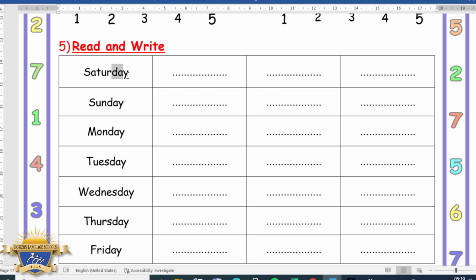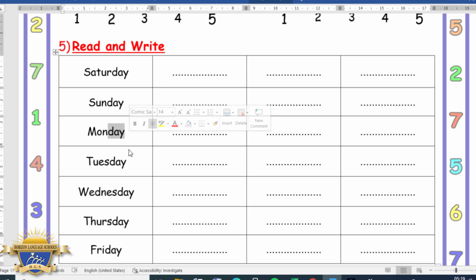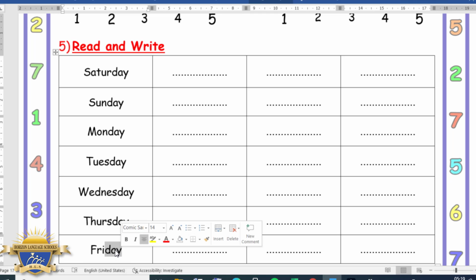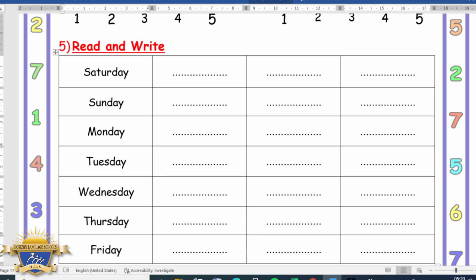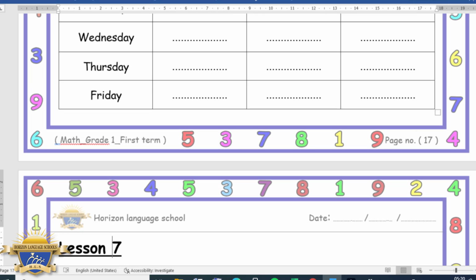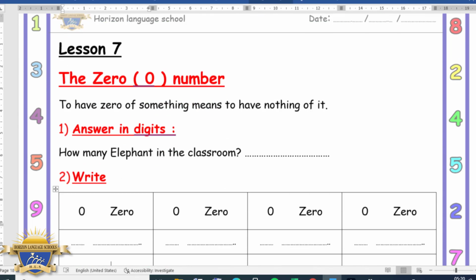We notice that every day of the week ends with the same three letters, which is day. This will make it easy for us to memorize the days of the week. Let's see. This was the last question in lesson 6. Let's begin lesson 7.